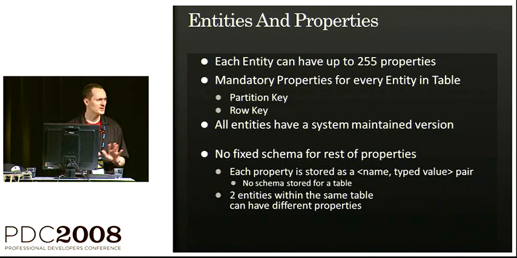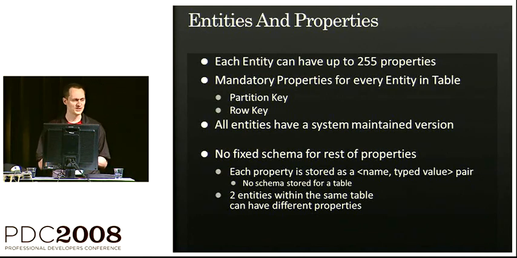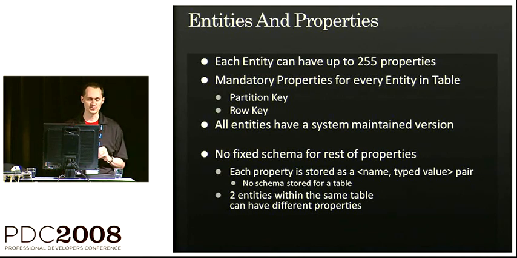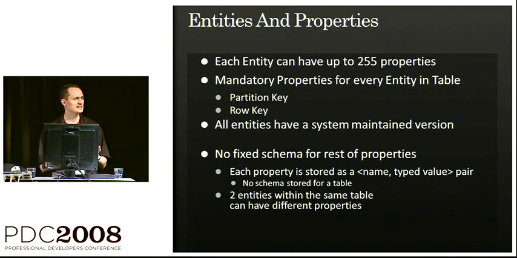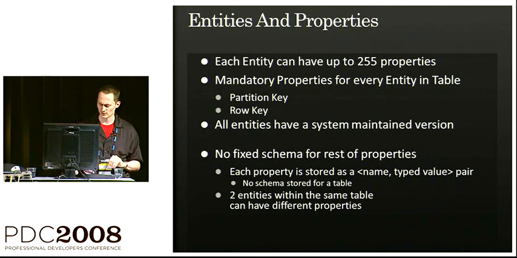Now, for the rest of the properties stored in an entity, there's no fixed schema enforced. We store them as name-type-value pairs. So two entities in the same table can have different properties. And you can even have two properties across two entities in the same table with the same name but different types. It's up to you to maintain that for your table storage, and how you actually want to define your schema and use it.